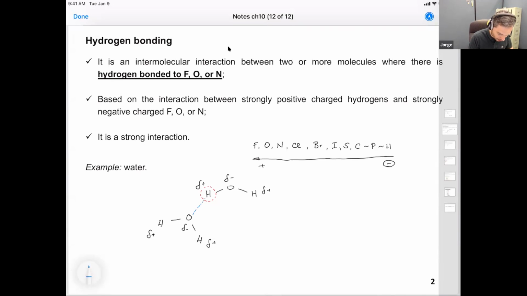So the positive pole here will interact with the oxygen from another water molecule. And this special case here is called hydrogen bonding. And pay attention to one detail here. We must have a hydrogen bonded to fluorine, oxygen, or nitrogen to be able to do a hydrogen bonding. Okay.